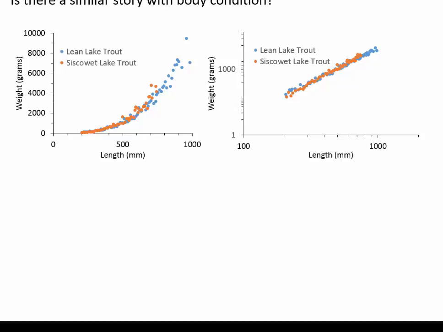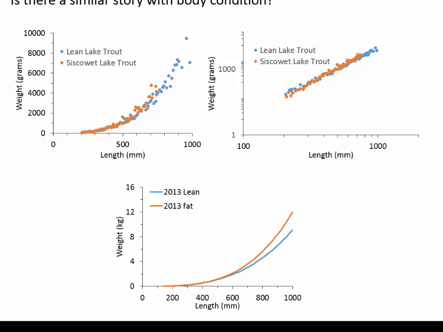And then from that regression equation, you can back calculate what those weights were for a set length of fish, so you get a nice smooth line like that. And so there's not a very big difference for fish less than 600 millimeters in 2013 for the weight to length relationship. This is kind of the same thing that we saw with the lipids. There wasn't a huge difference anymore between lean lake trout and Cisco-wet lake trout.